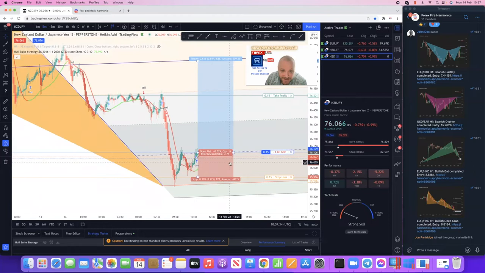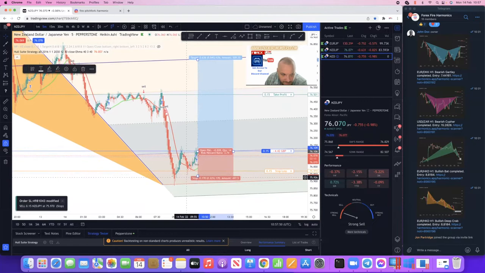And then, in fact, what we'll do is we'll make the stop loss a little bit tighter to just underneath that there, because that's going to give a risk to reward. Let's get that blue off. It's just over one to four and a half.